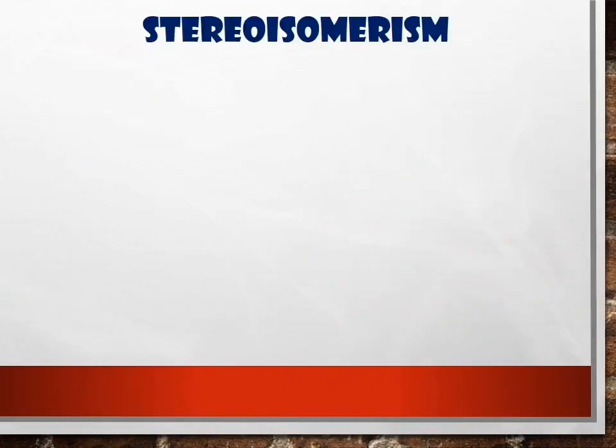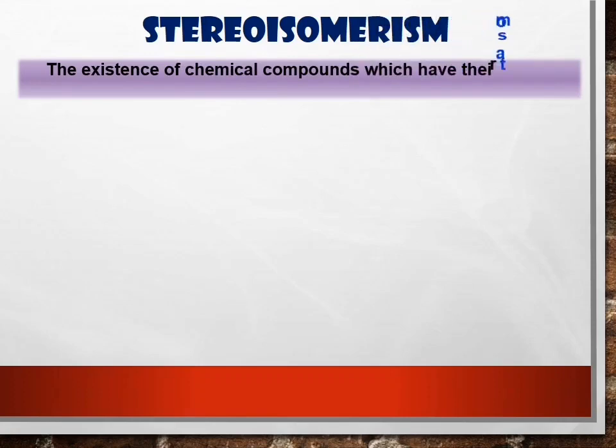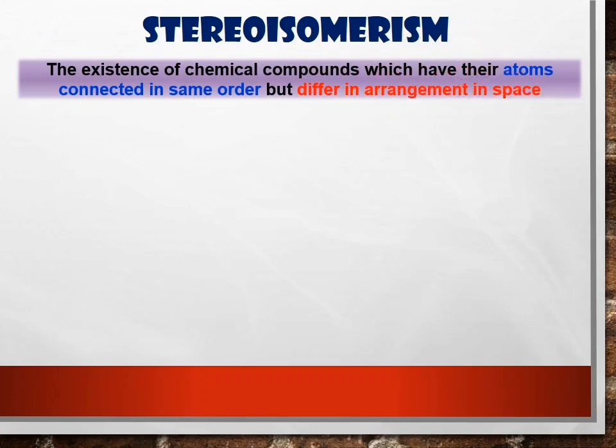Okay, now class, we are going to focus on stereoisomerism. So, what is stereoisomerism? Stereoisomerism is the existence of chemical compounds which have their atoms connected in the same order but differ in arrangement in space. How? Later I will show you.